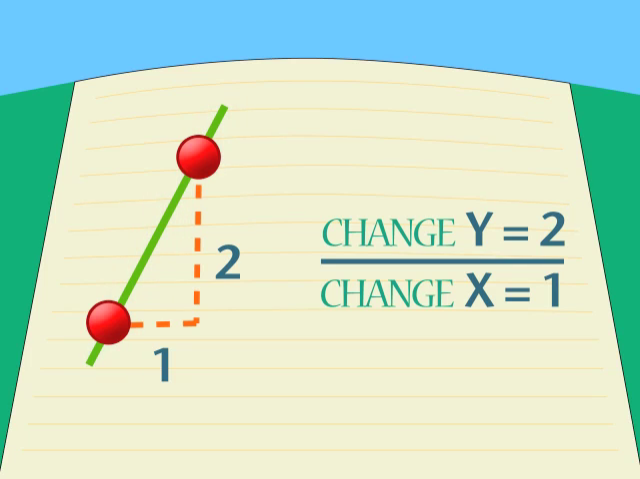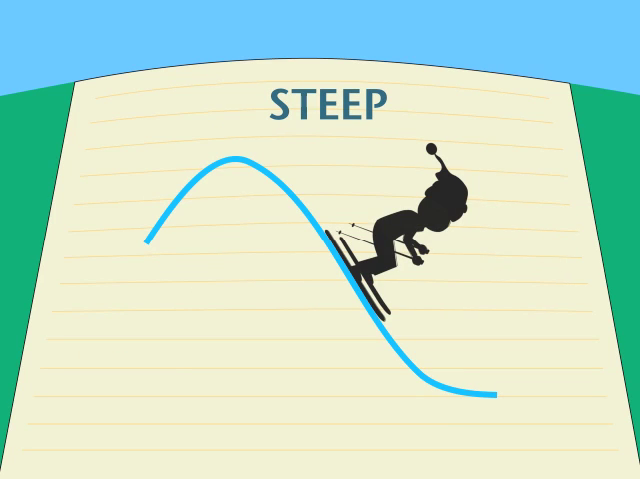And notice that we read it y first, with the y on top. Y over x, 2 over 1. Think of a steep hill, a ski run with a name like Widowmaker or Catastrophe.